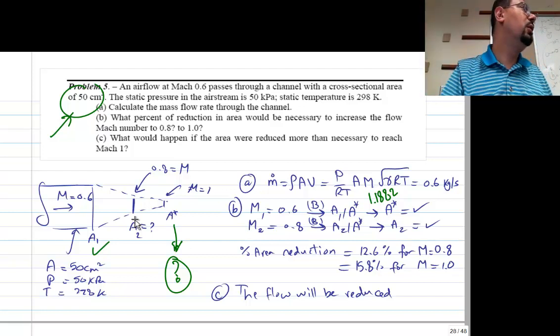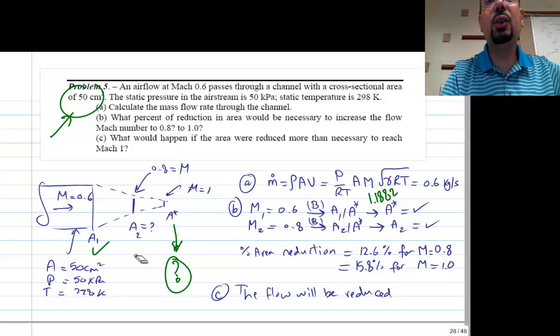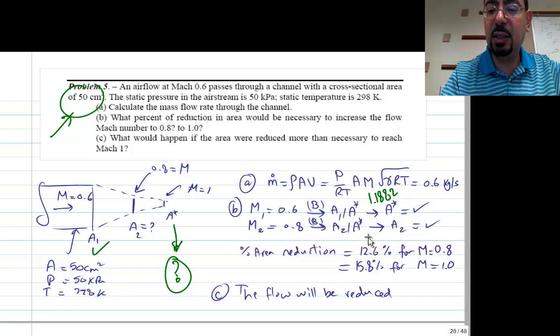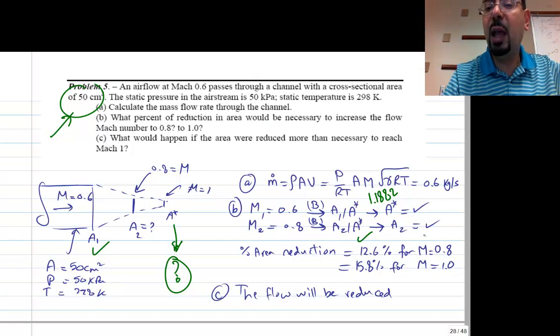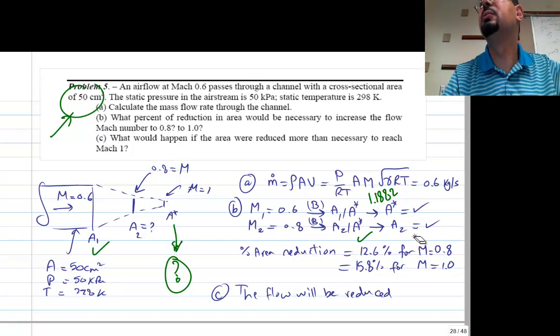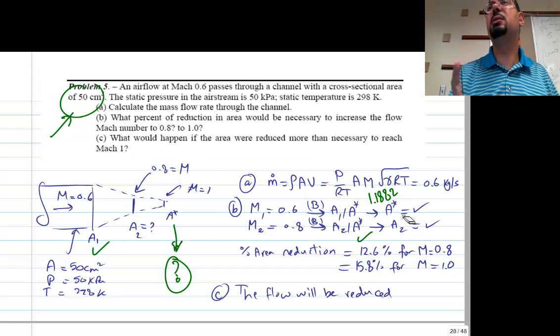all of them, if you take them to that area star, will go to Mach 1. So he's saying that to get that area 2 that you want, in order to have Mach 0.8, at Mach 0.8 you get area over area star. Well, that area star is the same that you had before, so you know it already, and so from that you can get area 2. Does this make sense? That's not easy, by the way.